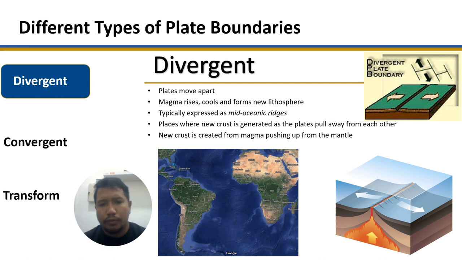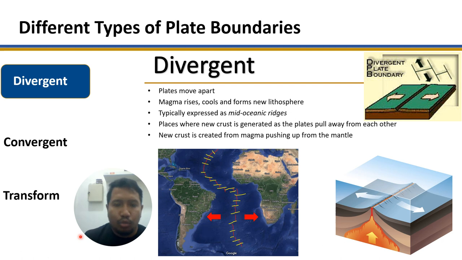Now we move into the first type of plate boundary, which is known as divergent. Divergent plate boundaries are places where two tectonic plates are moving away from each other. As the plates move apart, magma rises from the mantle to fill the gap. The magma cools and solidifies, forming new lithosphere, crust, and upper mantle. Divergent plate boundaries are typically expressed as mid-ocean ridges, which are long underwater mountain ranges that run through the middle of the oceans. The Mid-Atlantic Ridge is the longest mid-ocean ridge in the world, as shown in this line.